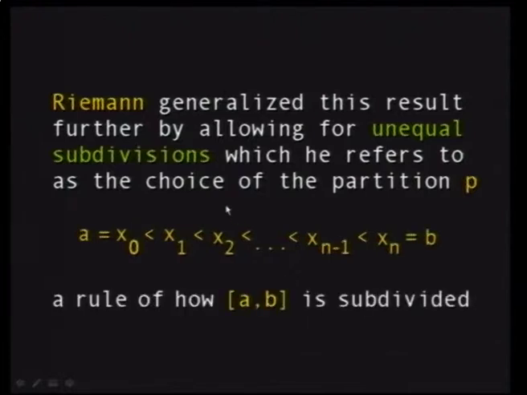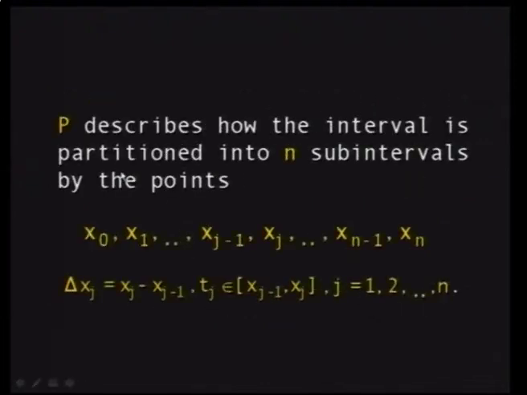But then Riemann generalized this result further. What he did is that not only did he take equal subdivisions, but he could also release this condition by taking unequal subdivisions. For example, he may choose x naught, x1, x2, such that x1 minus x naught is not necessarily equal to x2 minus x1. In other words, he takes any kind of partition of the base of the closed interval from A to B. And this is called a partition.